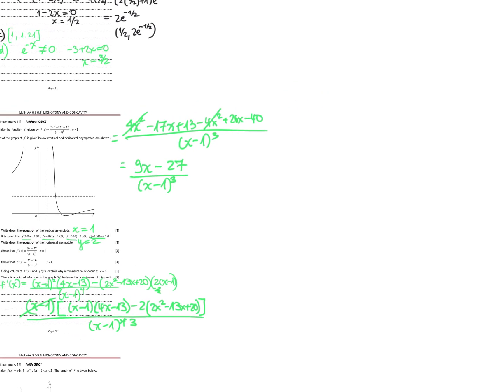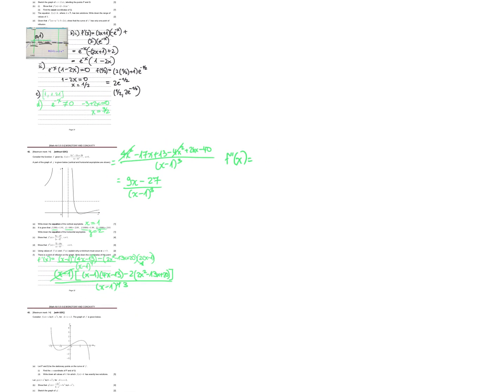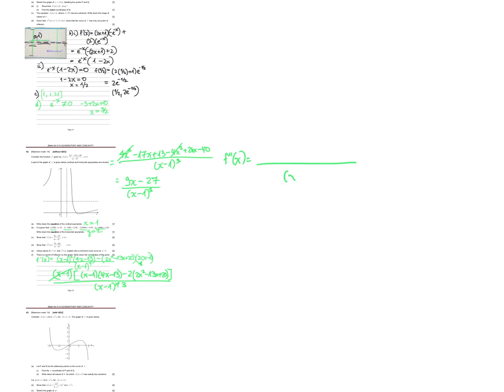And the second derivative, okay, well, we're going to have the second derivative. We're going to have (x minus 1) to the 6th as v squared, and then (x minus 1) cubed times 9 minus (9x minus 27) times 3(x minus 1) squared.